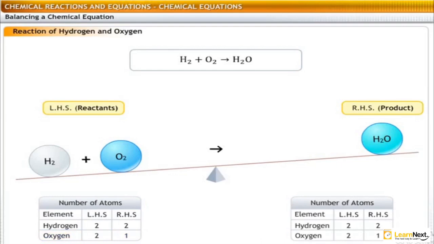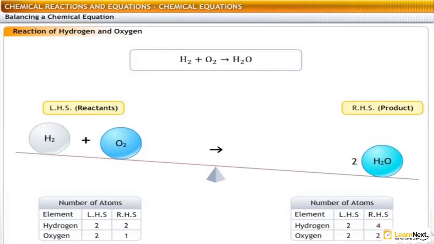Finally, in step 4, you change the coefficient of the molecules of the reactants or the products. To do this, you need to first select the oxygen atom and balance it by placing the coefficient 2 before the product H2O. Now there are 2 oxygen atoms on the reactant side and 2 on the product side. However, placing the coefficient 2 before H2O gives 2 hydrogen atoms on the reactant side and 4 hydrogen atoms on the product side. Thus, there is an imbalance in the number of hydrogen atoms.